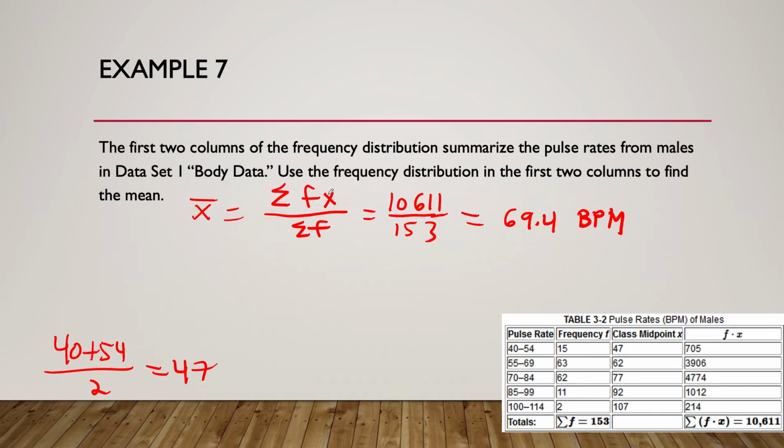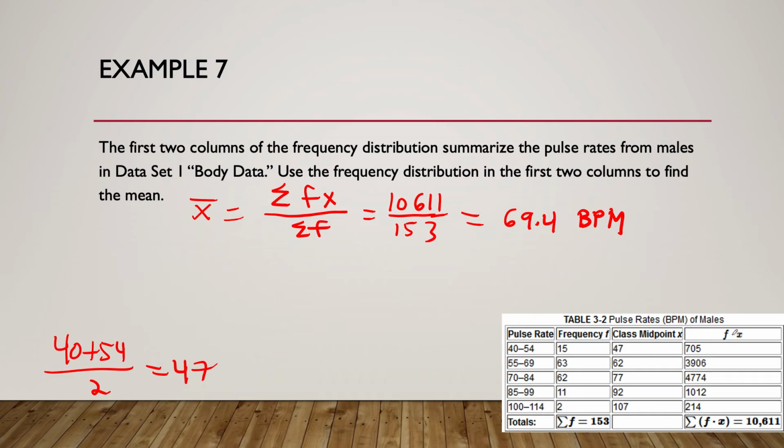For example, the first 2 columns of this frequency distribution down here summarize the pulse rates from males in dataset 1 body data. We want to use the frequency distribution in the first 2 columns to find the mean. So here we first have the class midpoints of each of these classes. How do we do that? We find the mean of each of these classes: add up the two bounds, divide by 2. In this case, the first one is 47 as the class midpoint.